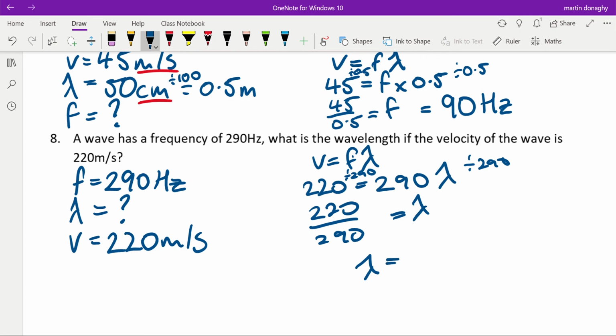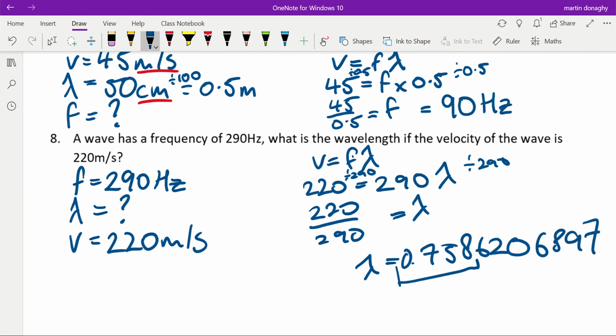Type that into your calculator and it gives you 0.7586206897. We don't expect you to write that all down. We would tend to keep our answers to 3 significant figures. So there's the first, there's the second, there's the third. Now that doesn't mean that we write down 0.758. Because the number after the 8 is 5 or bigger, we have to round the 8 up to 9. So we'd write down 0.759. It's a wavelength, so it's measured in meters.